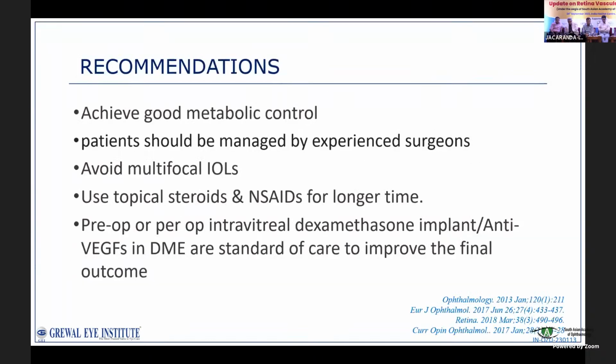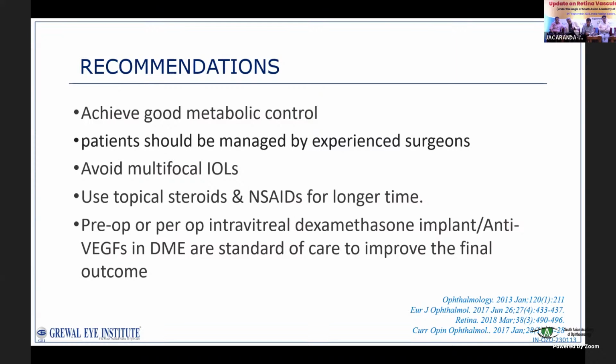So the recommendation, even otherwise, in a diabetic patient is that we have to do a good metabolic control. We should not hurry up with the cataract surgery. The patient should be managed by an experienced cataract surgeon. I have shown you some examples from our own practice that if we do not have an experienced cataract surgeon and there is a prolonged surgery, more inflammation, then there is a problem.